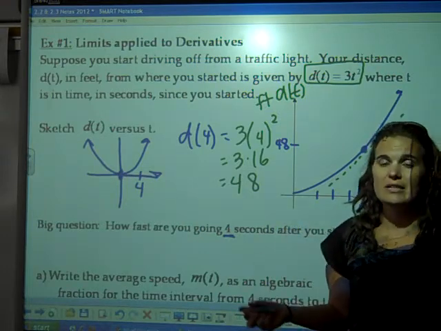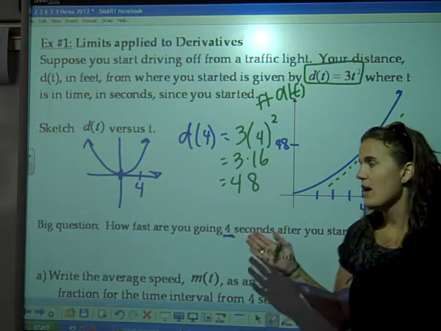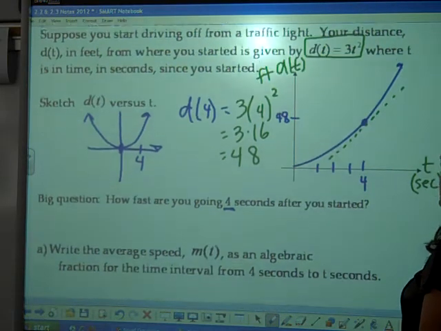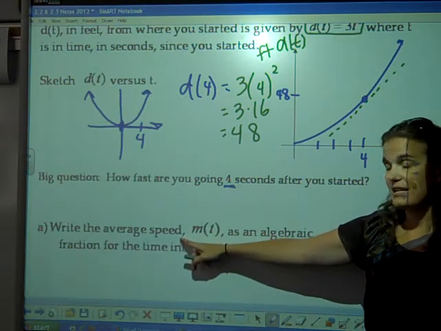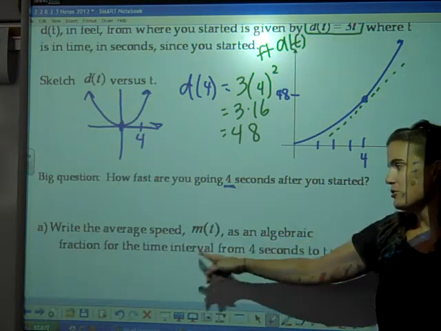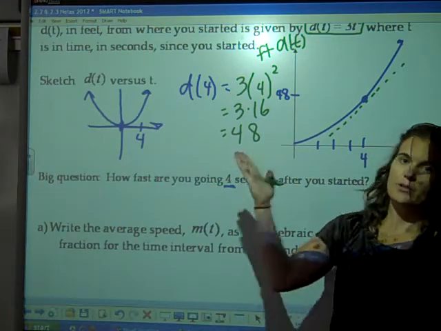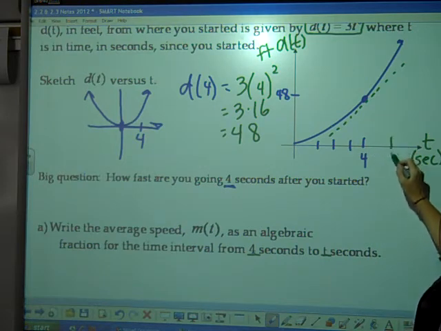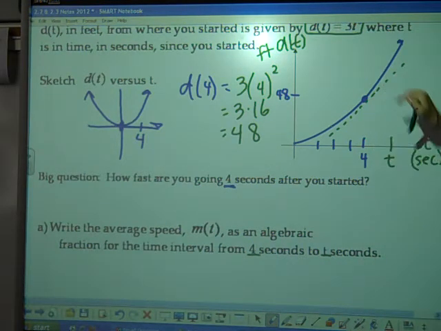This activity we're going to do today will not be an approximation, it will be the exact value of how fast you were going at 4 seconds. So what we're going to be doing next is writing m of t, which will be standing for the average speed, as an algebraic fraction from the time interval from 4 seconds to any t seconds, where t is greater than 4. So we're coming over here and just randomly saying, all right, here's some t value. I want to look at the rate of change between those 2 points.